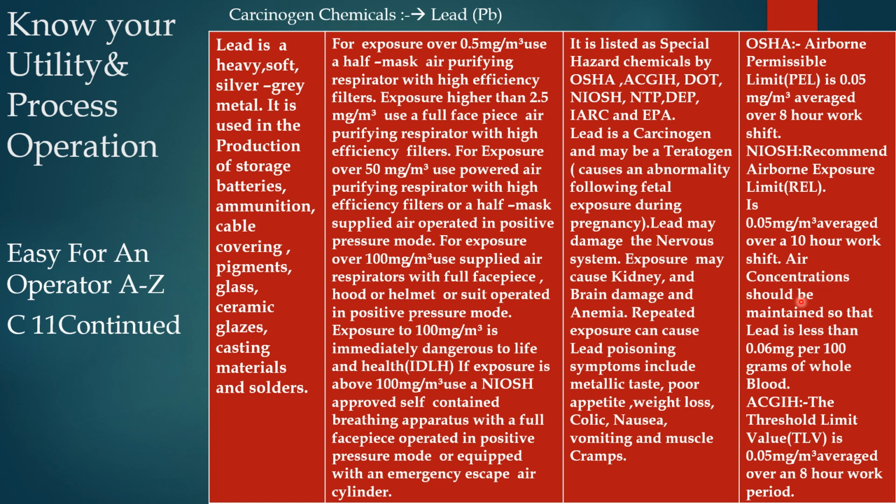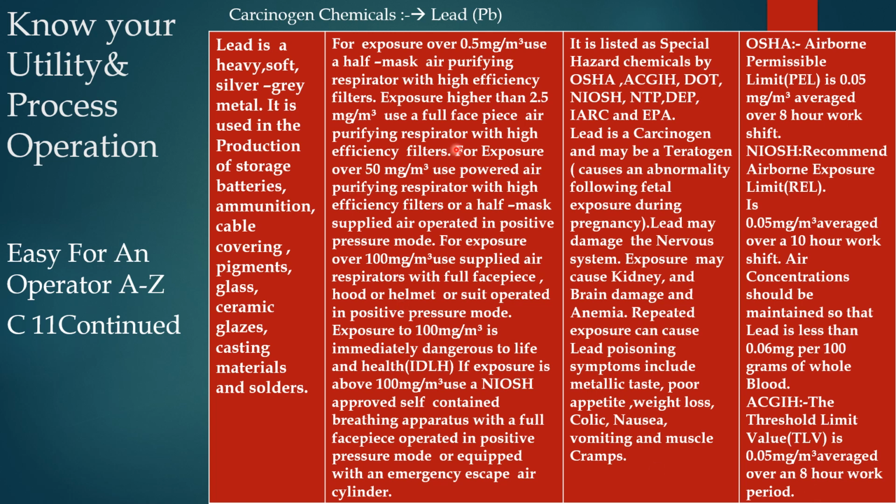Also, air concentrations should be maintained so that lead is less than 0.06 mg per 100 grams of whole blood. As per ACGIH, the threshold limit value, TLV, is 0.05 mg per meter cube, averaged over an 8-hour work period.